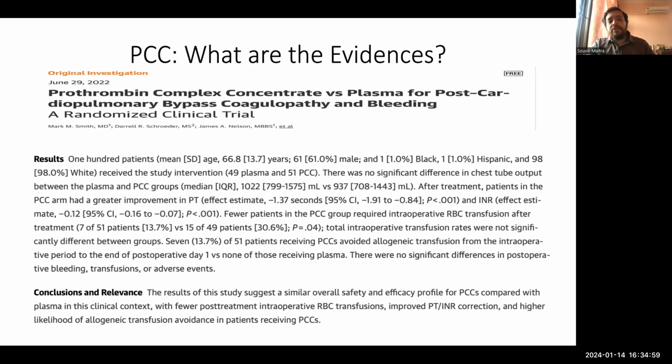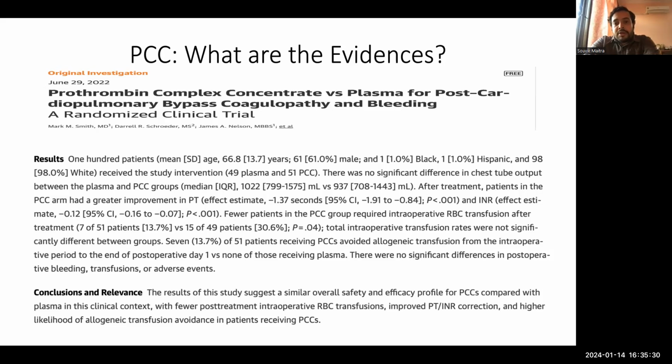Now, what is the evidence of using PCC? Does it really help? If we go by the older literature, the retrospective studies mostly show an improvement in the transfusion requirement. Fewer RBCs are required, and fewer patients require transfusion. But the advantage in clinical endpoints like organ dysfunction, hospital stay, or mortality is not much.